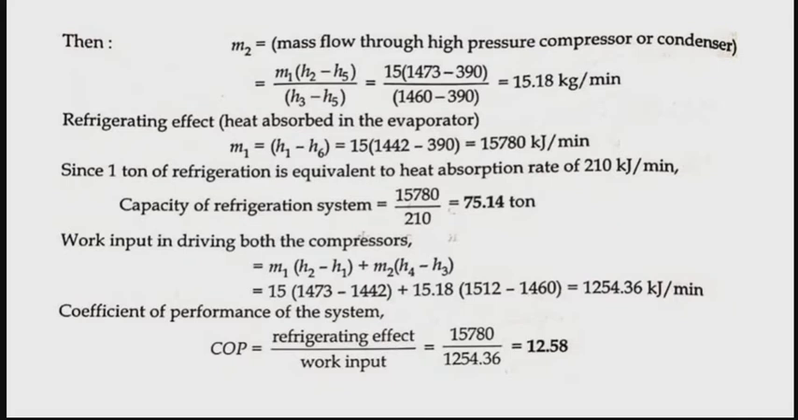Okay, now the coefficient of performance: you know that it is the total refrigerating effect divided by the work input. So here it is 15,780 divided by 1254.36, which gives 12.58. So that is the COP of the system. When you are using the two cylinder compressors, you get a COP of 12.58.